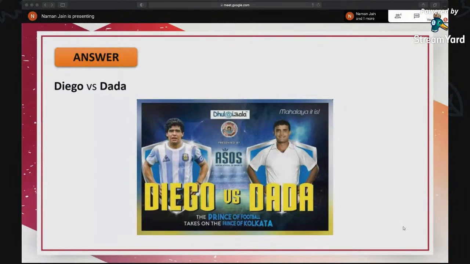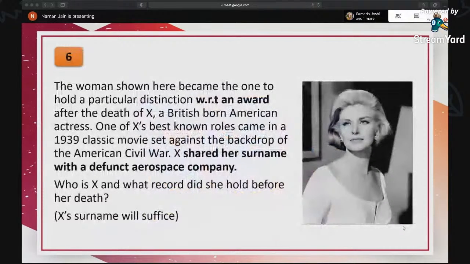So moving on, question number 6. Again, two parts. Need a particular distinction and the surname. The whole name is not necessary, even a surname will suffice.